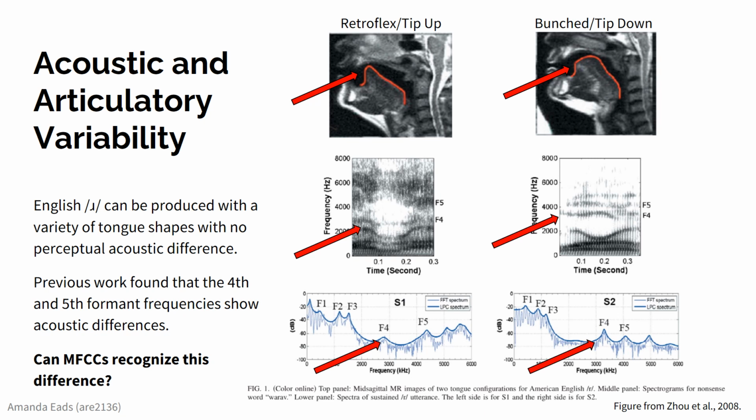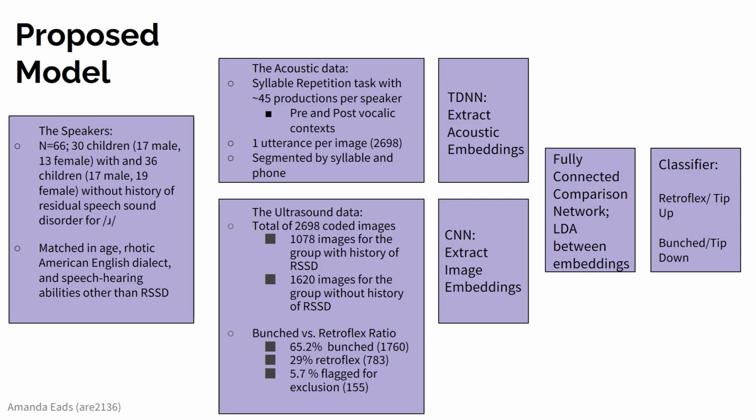But if you look at the spectrogram or the spectrum in the bottom two pictures, you can see a difference in F4 and F5. For the retroflex, F4 is lower, and for the bunched, F4 is higher. Previous work has focused only on the formant frequency values for these sounds. So my initial question was, can MFCCs recognize this difference? After talking with the professor earlier today, we think absolutely. That was my initial project idea, but now I've proposed a model related to my larger overall goal.